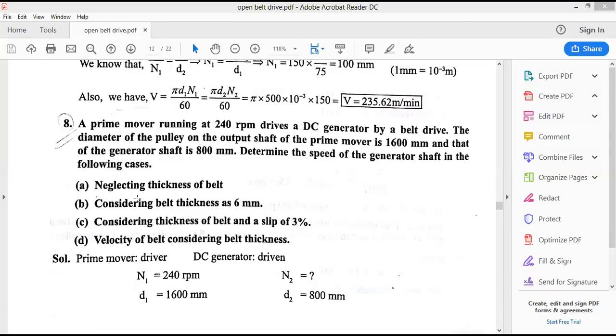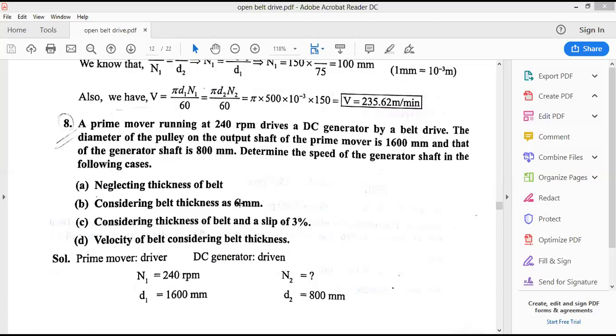Then the second condition, considering belt thickness as 6 mm. If the belt thickness is 6 mm, what is going to happen is what we have to find out. Next, the third condition is considering the thickness of the belt with a slip of 3%. Now slip is also going to come into the picture.